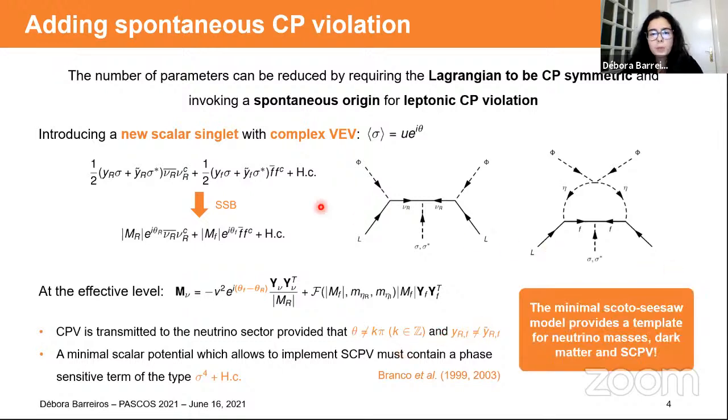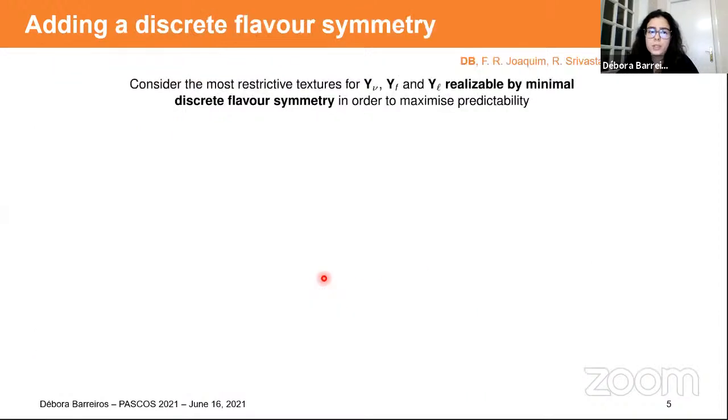So as you can see, once we add this scalar singlet sigma to the minimal scotogenic seesaw model, we then have a template for neutrino masses, dark matter, and spontaneous CP violation. However, if we don't constrain even further the number of parameters at higher energies in our model, we will still end up with no predictions for low energy observables. So what we did to solve, once again, that problem was to try to forbid some of the couplings by using some kind of discrete flavor symmetry.